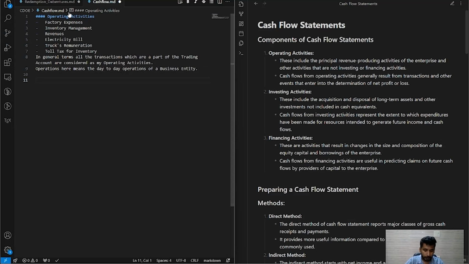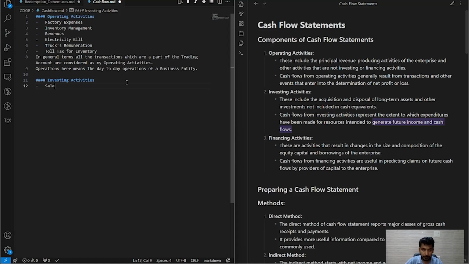Okay, then comes the investing activities. What does investing activity mean? These include the acquisition and disposal of long-term assets and investments not included in cash equivalents. Cash flows from these investing activities represent the extent to which expenditures have been made for resources intended to generate future income and cash inflows.